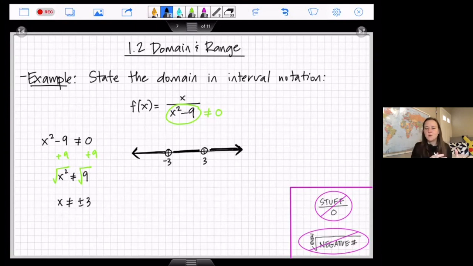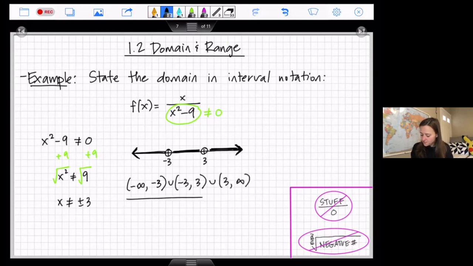So this one is a pain to write in interval notation because you have 3 separate parts of the number line that you want to represent. So you're going to need 3 separate intervals with u's in between them. So left to right, I'm going to read off my number line, -infinity to -3, but don't include it. From -3 to +3, but don't include them. And then from 3 to +infinity. And that's the domain of our function.